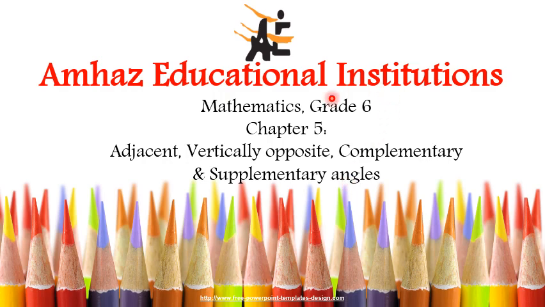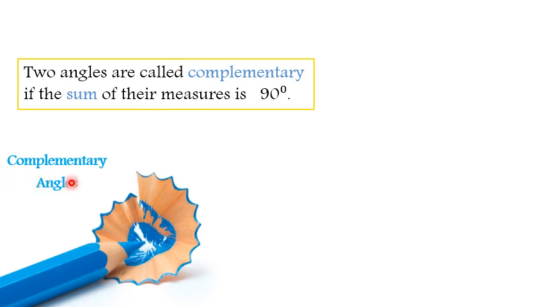Okay, dear, they are all from grade 6, so I'm just making a revision. They are easy, but you have to concentrate well. Let's start with complementary angles. Two angles are called complementary if the sum of their measures is 90 degrees.